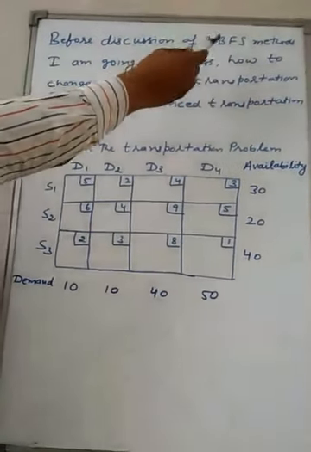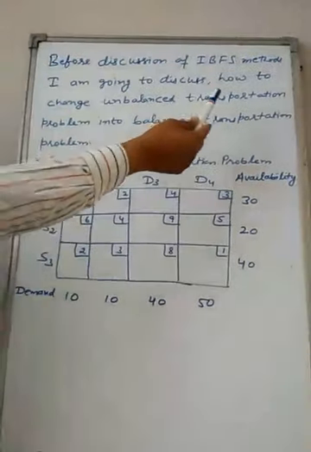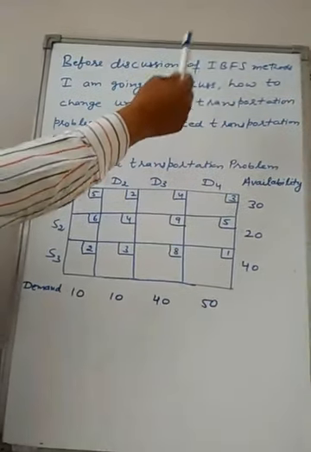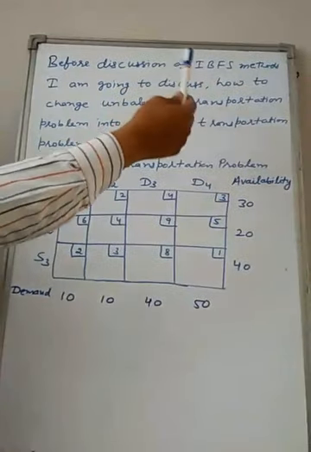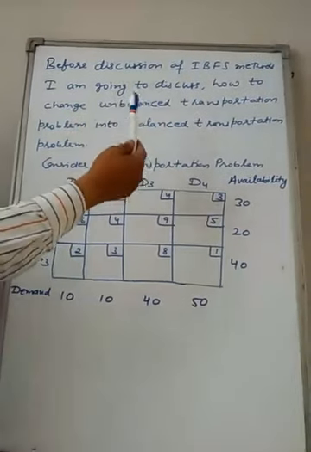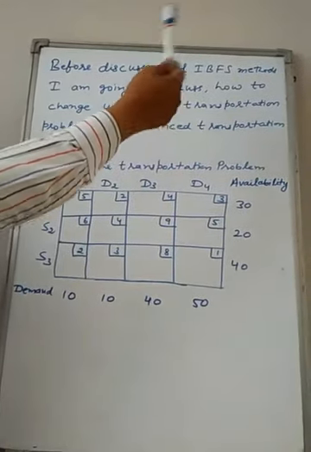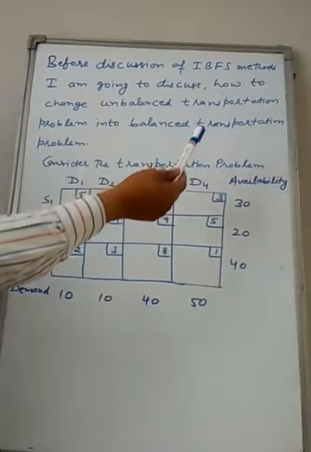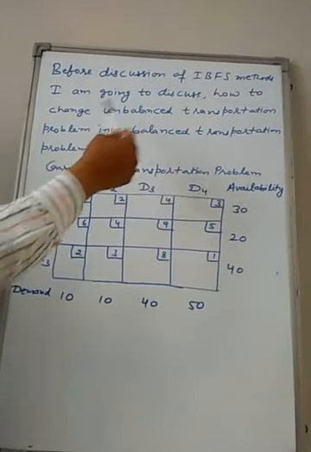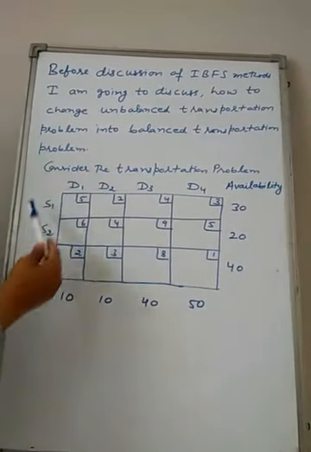Before discussion of the initial BFS methods, first I am going to discuss how to change an unbalanced transportation problem into a balanced transportation problem. Because the initial BFS methods and optimal BFS methods are applicable to balanced transportation problems. Therefore, if we are given an unbalanced transportation problem, before going to the initial BFS methods, we first change the unbalanced transportation problem to a balanced transportation problem. I discuss how to do this with the following example.